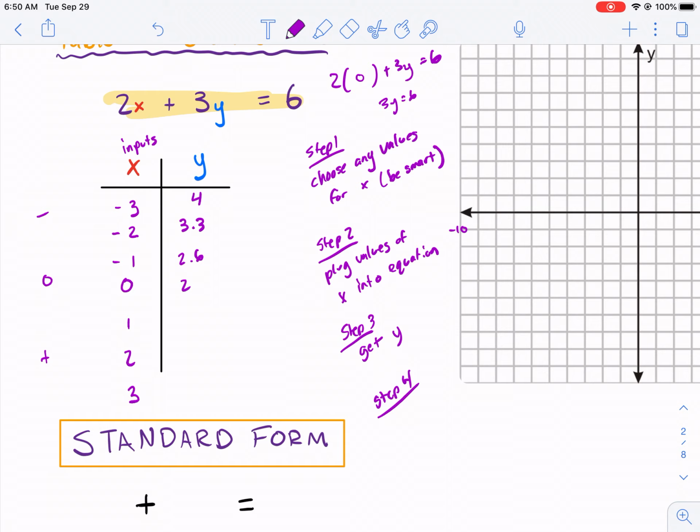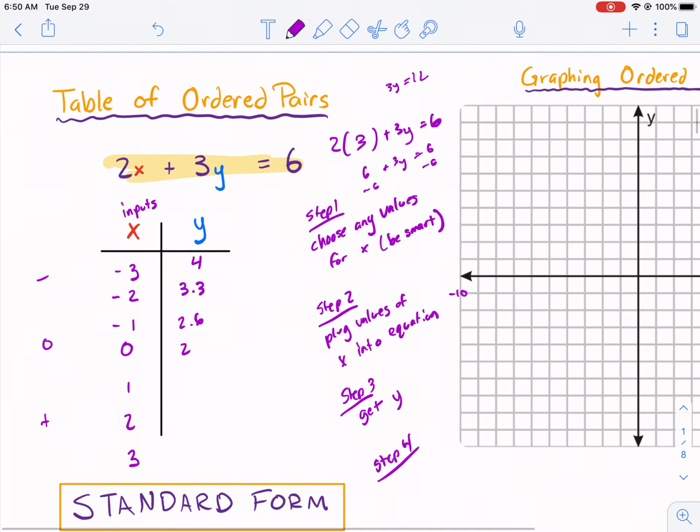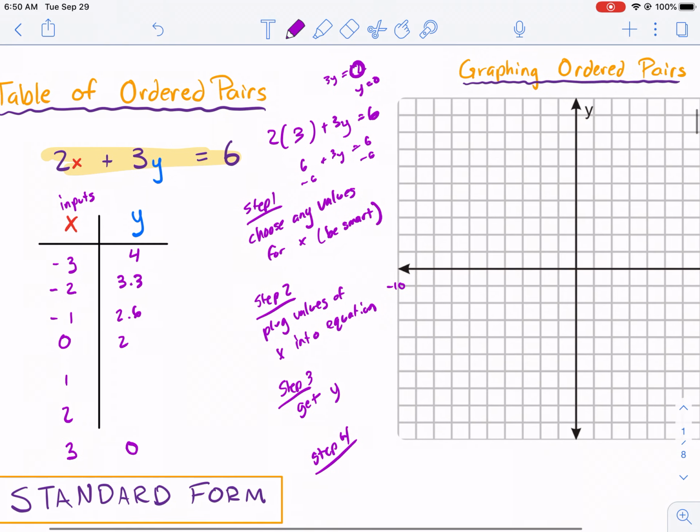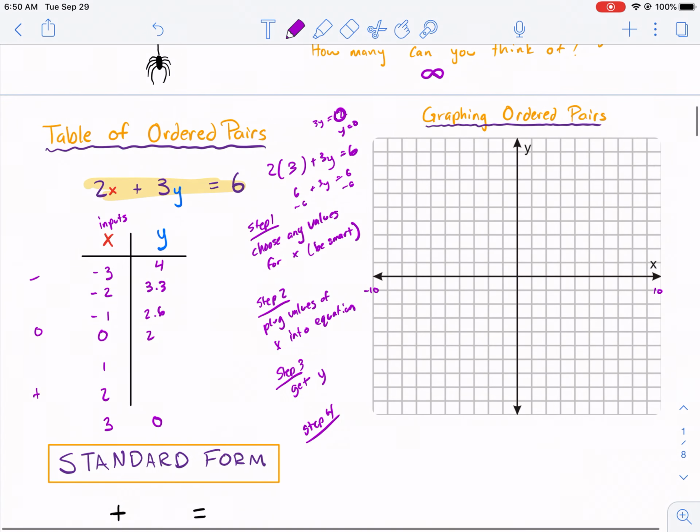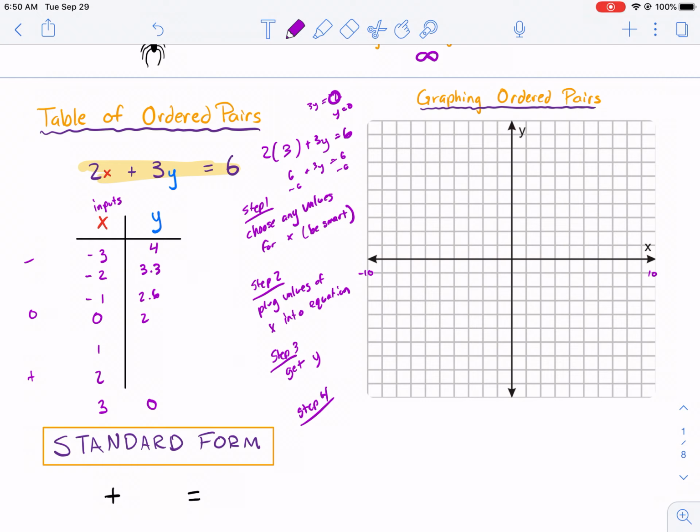So I'm going to pick 3. And what am I going to get? Let's plug it in. Let's find out. Plug in 3 there. So I get 6 plus 3y equals 6. I think we did this one. -6 minus 6. I get 3y equals 0. So y is going to be equal to 0 once we get there. Now, what can I do here? We're on to step 4. We got our y's. Okay, done. Check. We did that. Check, check.